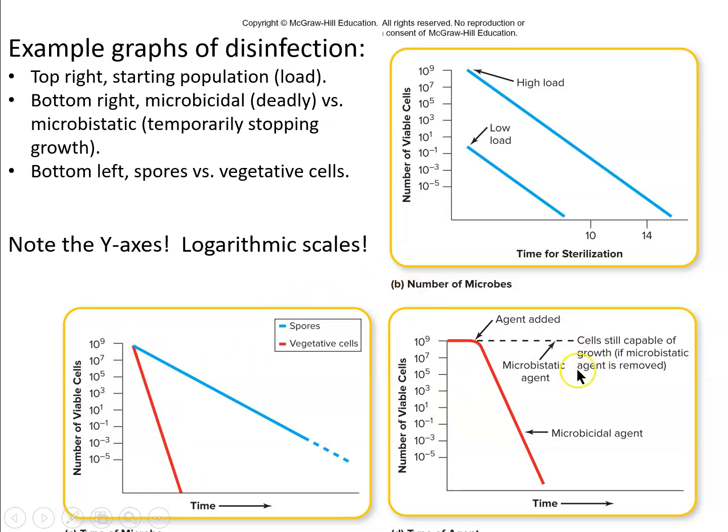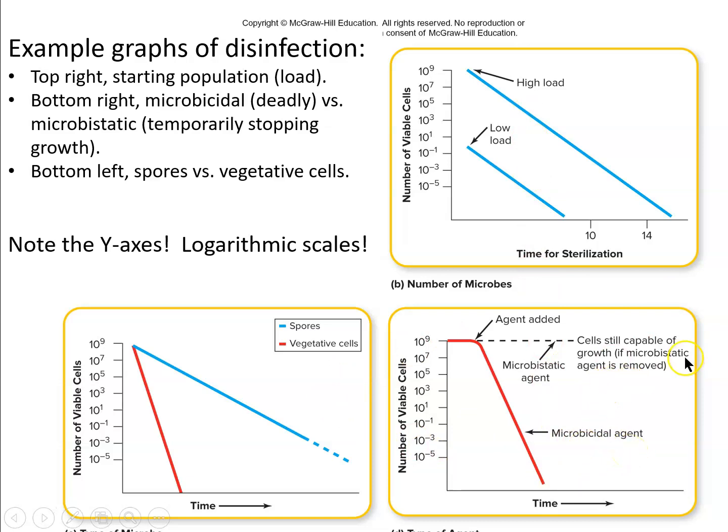And then this shows the difference between a microbistatic agent, so something that just prevents growth, versus something that kills. When you add the agent, you get killing for a microbicidal agent. Nothing dies when you put in a microbistatic agent. So make sure, again, that you can read this kind of graph.